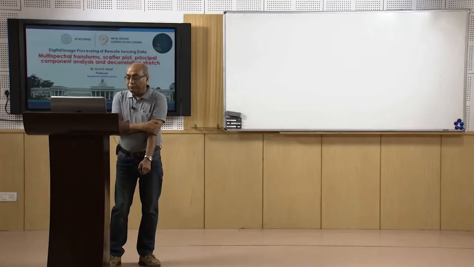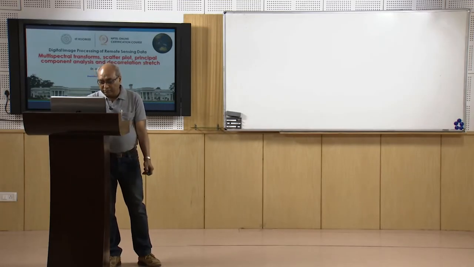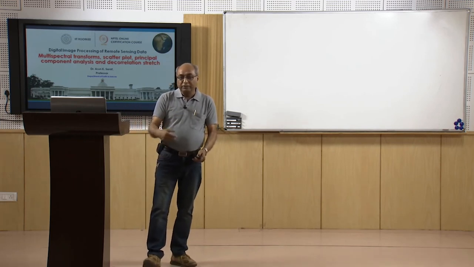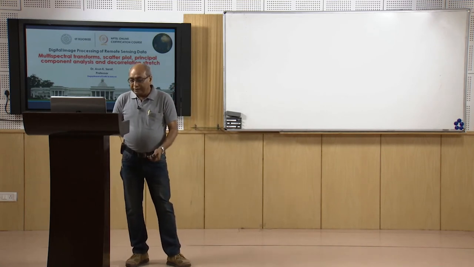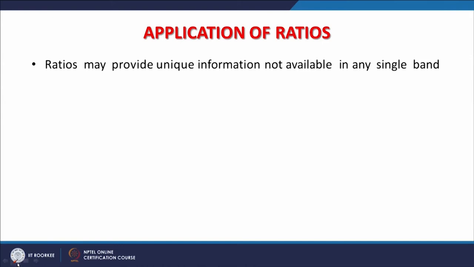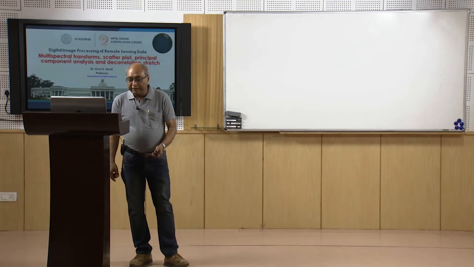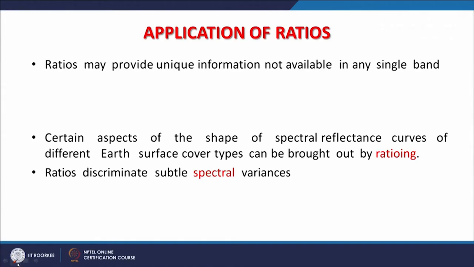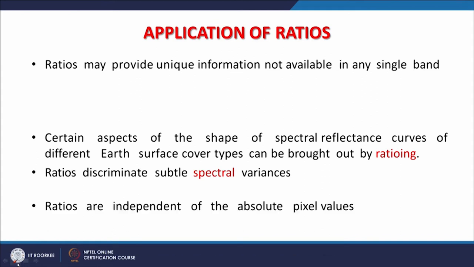Radiance at shadow is only 50% of radiance of sunlight, as in many cases we are seeing here generally, and the ratio is nearly identical, so the end result becomes identical and hence topographic effects are removed. Now, the applications: ratios may provide unique information not available in any single band, because two bands' information is being used, and ratio is a simple mathematical technique. Ratios discriminate subtle spectral variations, and the shape of the spectral reflectance curve of different earth surface covers can be brought out by ratio.